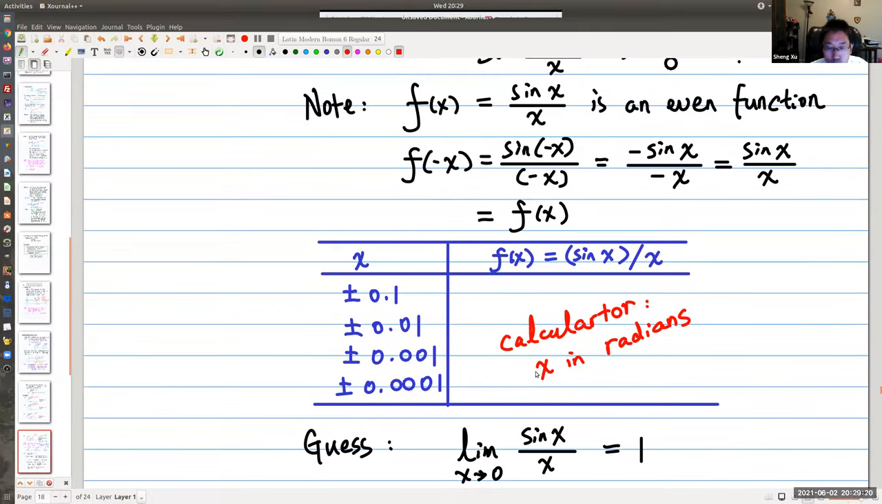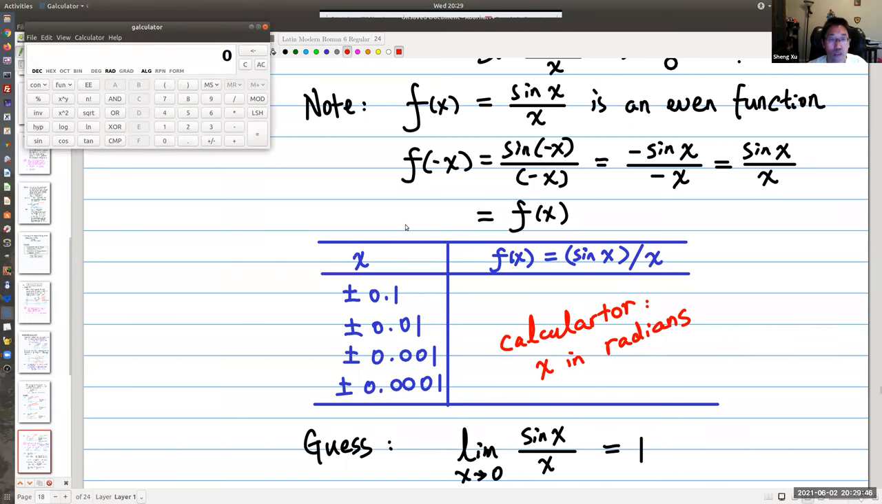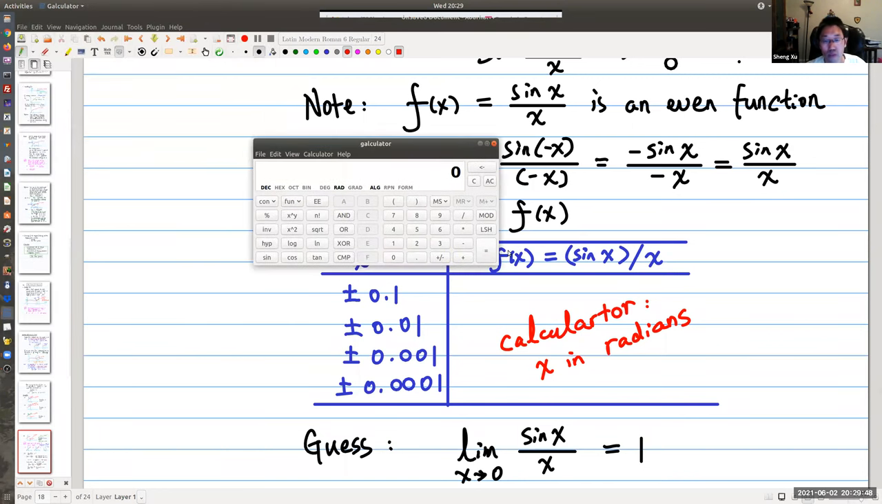So from now, what I'm going to do is use my calculator and compute something. I'm going to let x get smaller and smaller. Of course, it doesn't matter if it's 0.1 or negative 0.1, because the function is even, so same value. So I'm going to use 0.1, 0.01, 0.001, and so on, and compute this ratio and see what I get, to convince you. Can you see my calculator? Yes? Okay.